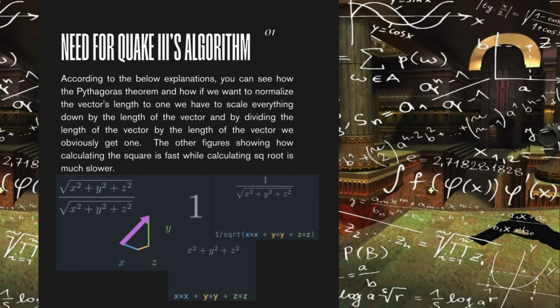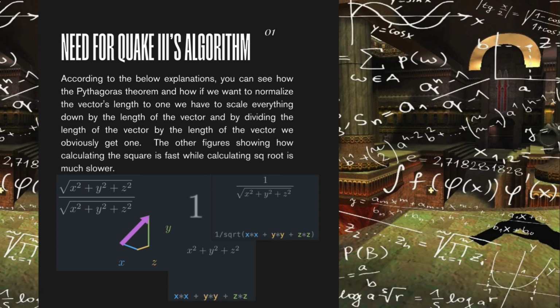Okay, so now we will be discussing the logic that explains why there is a need for Quake III's algorithm. As all of you know, the length of a vector is the square root of x squared plus y squared plus z squared, which is basically the Pythagoras theorem. So if we want to normalize the vector's length to 1, we have to scale everything down by the length of the vector, because if we divide the length of the vector by the length of the vector, we obviously get 1.